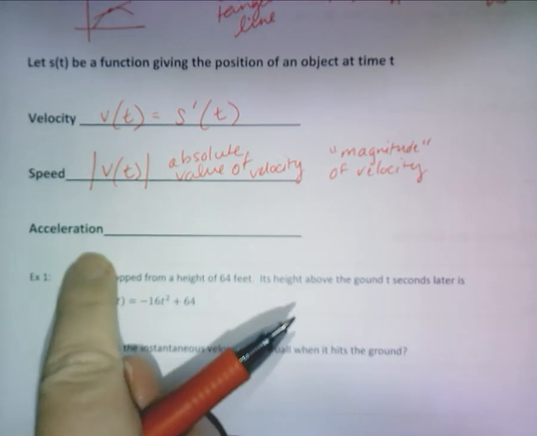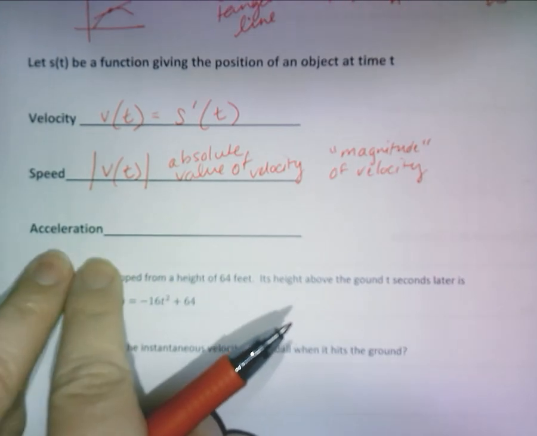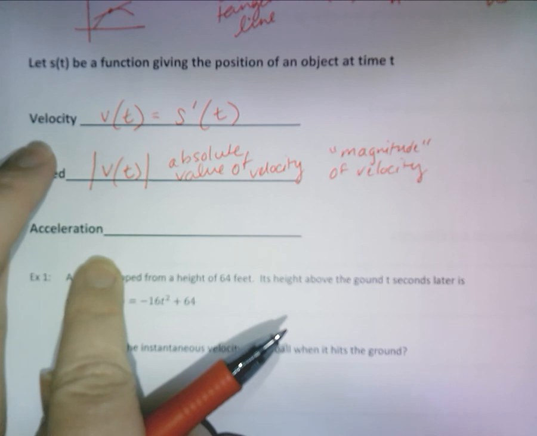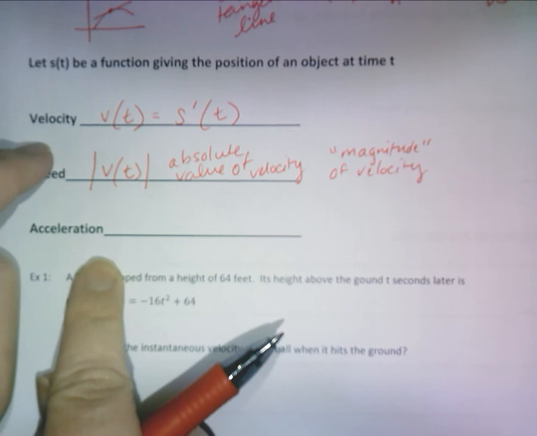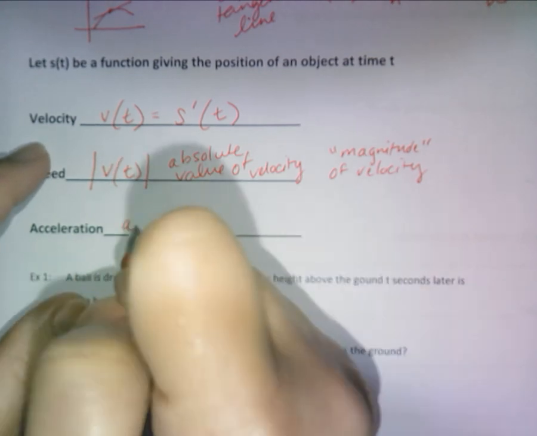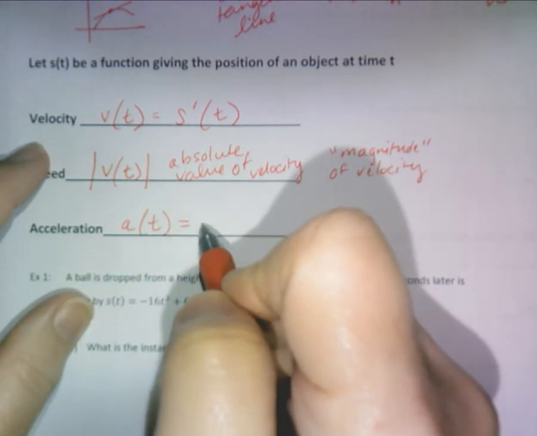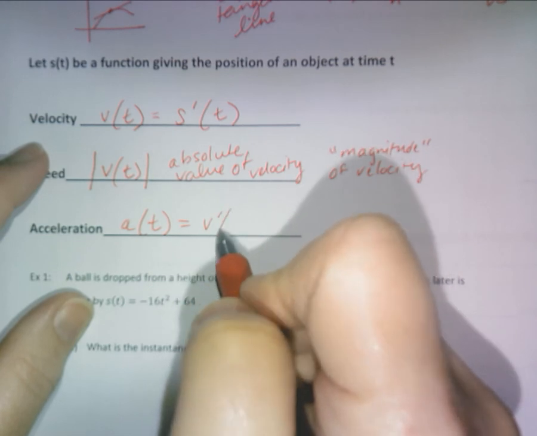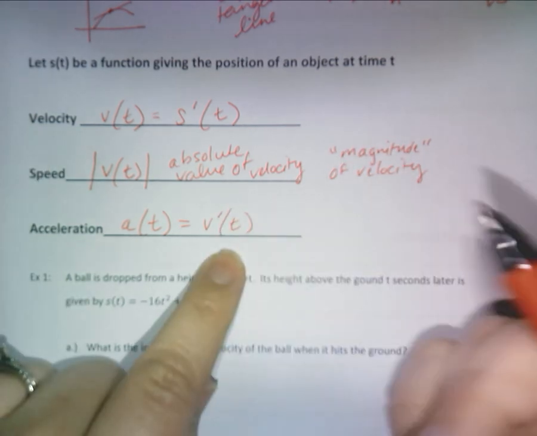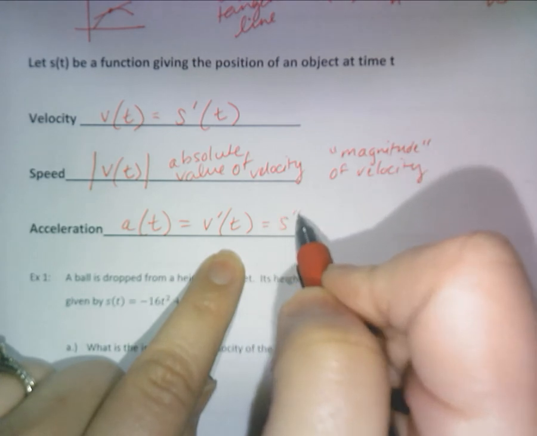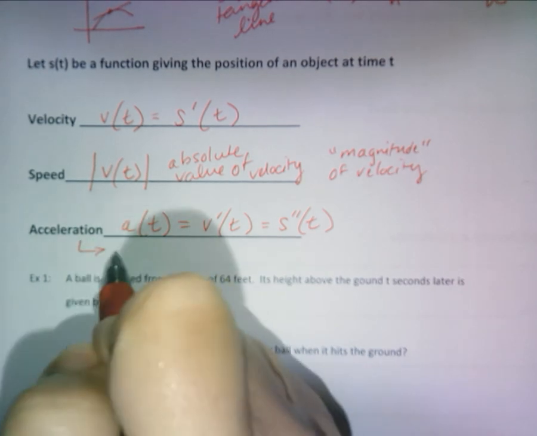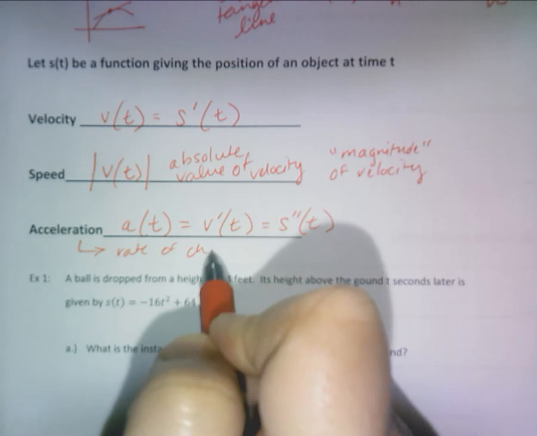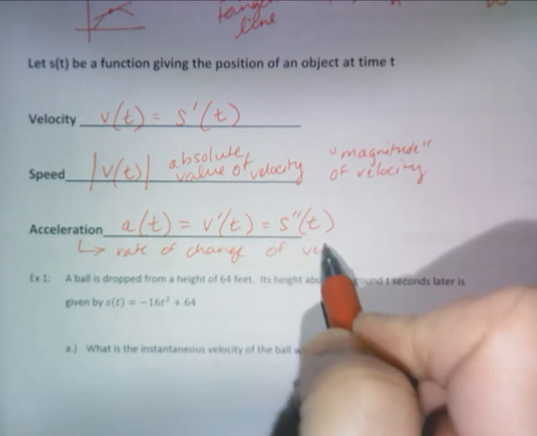Then acceleration is the rate at which the velocity is changing. I'll say that again. Your acceleration is the rate at which your velocity is changing. So we write that as a of t, which is the rate at which velocity is changing, which is known as the second derivative of the position function. Acceleration is the rate of change of velocity.